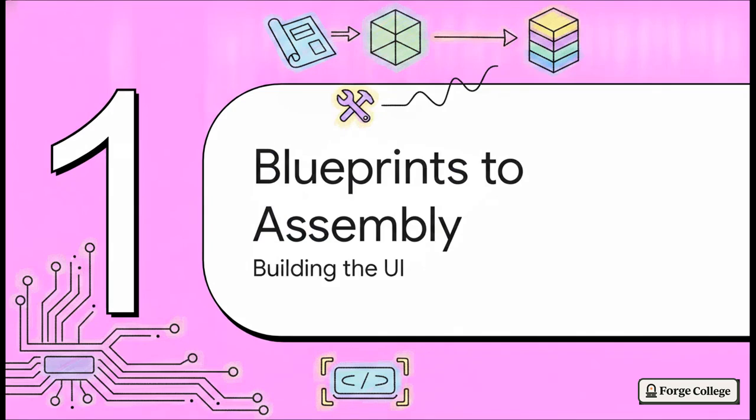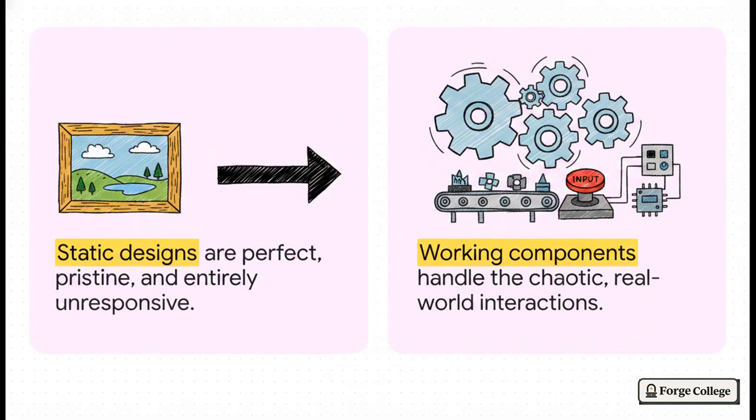Part 1, from blueprints to assembly. We are finally moving away from the totally lifeless layouts we built in the design phase and stepping onto the factory floor to build working buttons, data flows, and isolated interactive components. You see, in Figma, or whatever design tool you use, everything looks perfect, pristine, and entirely unresponsive. But out in the wild, Web3 interfaces can be uniquely chaotic.